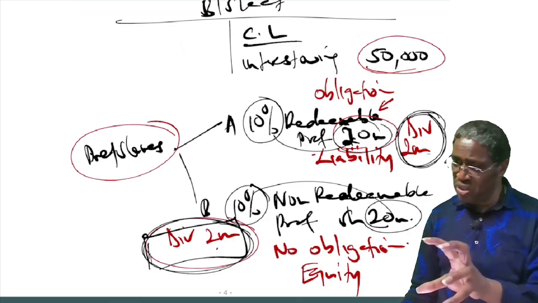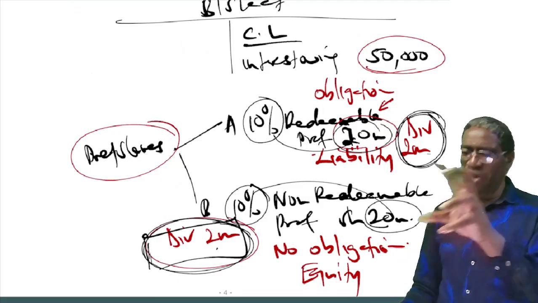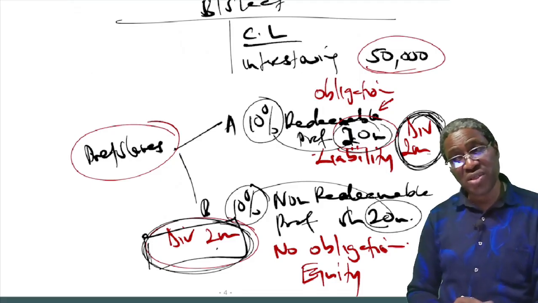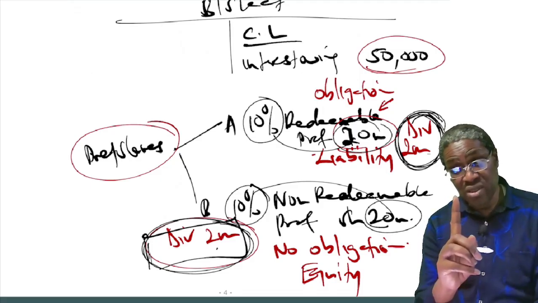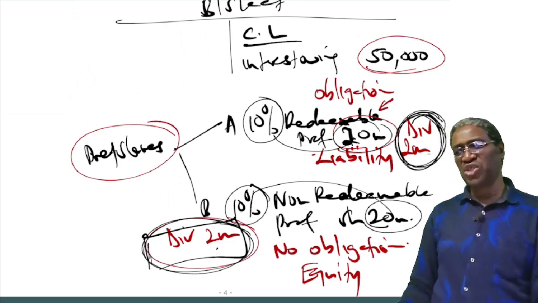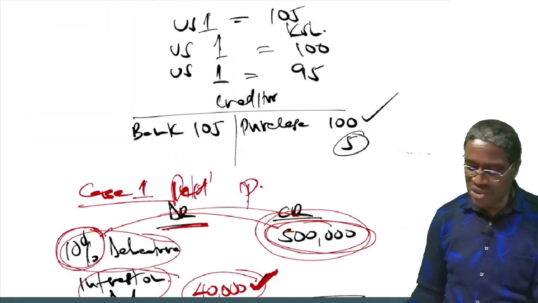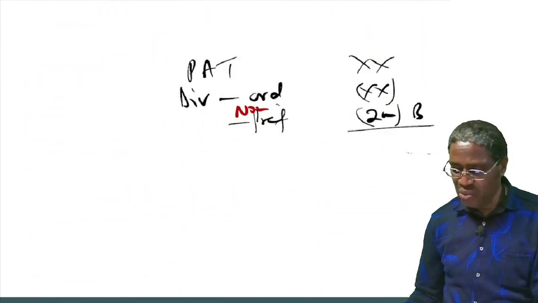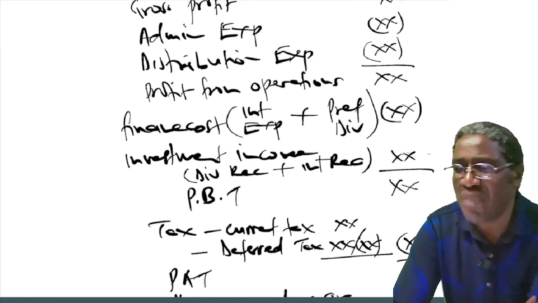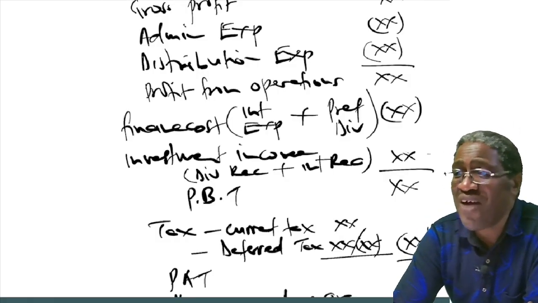You also borrowed by issuing redeemable preference share. What's the cost of borrowing? The cost of borrowing is the dividend you will pay to the redeemable preference shareholders. And we concluded that the dividend on the redeemable preference share should be considered as a finance cost. That's what I said a short while ago when we were putting down the format.